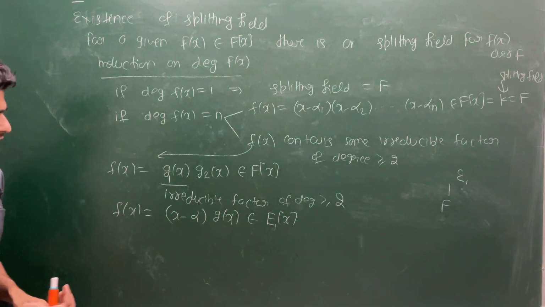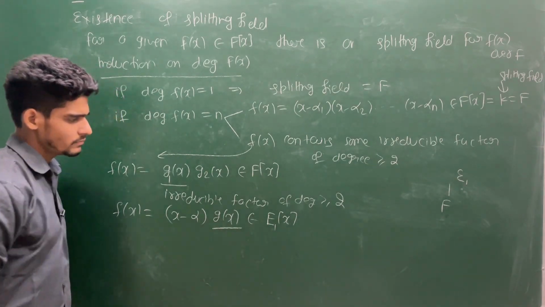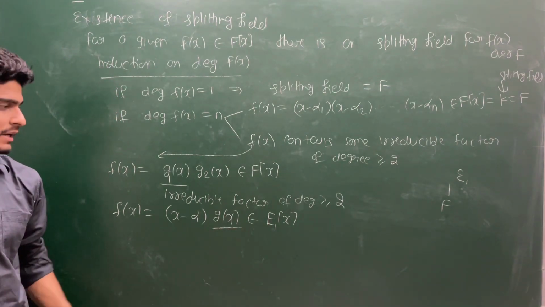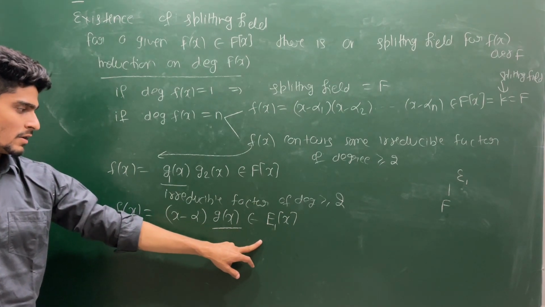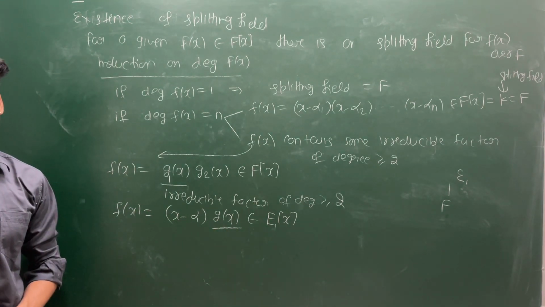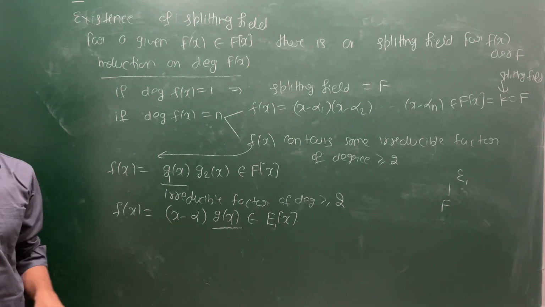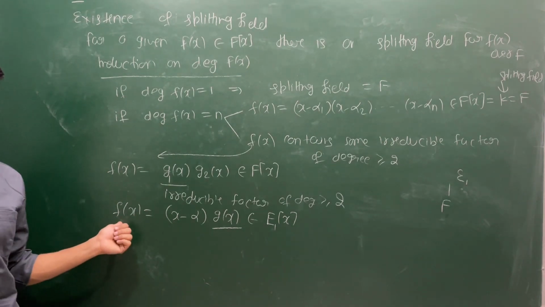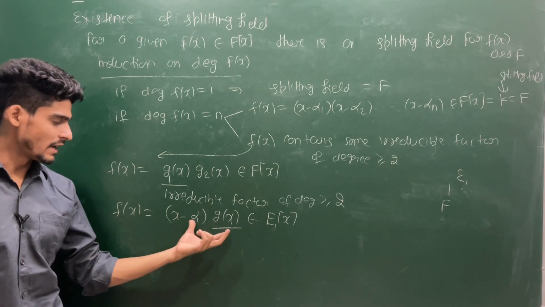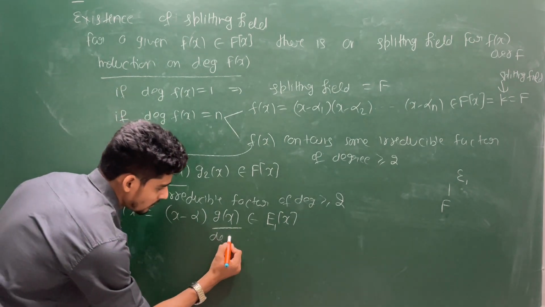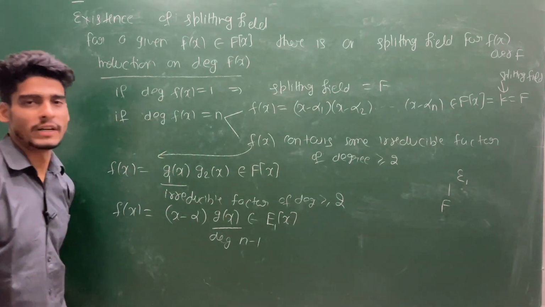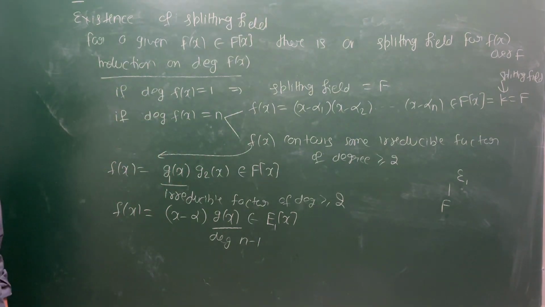Now this g(x) is a polynomial inside E1, and this g(x) is of degree n minus 1, because x minus alpha is of degree 1 and the degree of f(x) is n. So this f(x) can be factorized as x minus alpha times g(x), and this g(x) is of degree n minus 1. So we can use the induction hypothesis here.